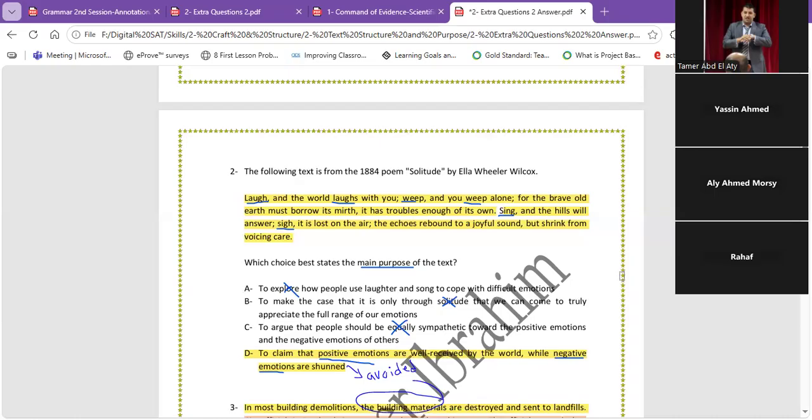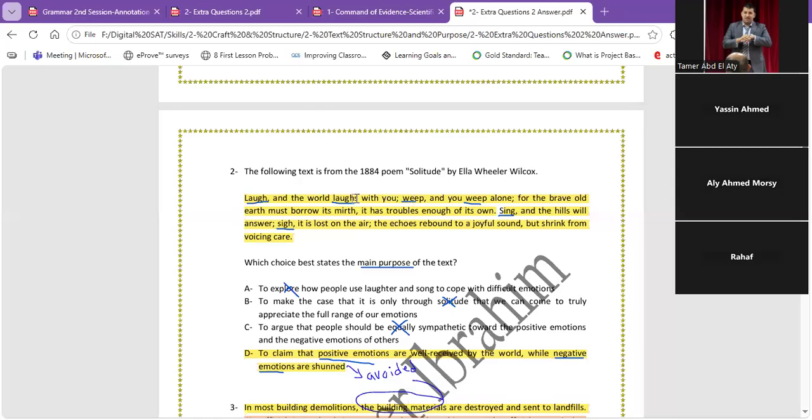C: to argue that people should be equally... no, it didn't talk about that. We didn't talk about equality between positive and negative emotion. No, negative emotions are canceled. D: to claim that positive emotions are well received by the world, while negative emotions are shunned. Yes, that's exactly what he told us. Thank you, Rahaf. Okay, so in this question, whenever you find the main purpose, you read the first sentence and the last sentence, and forget about the introduction.